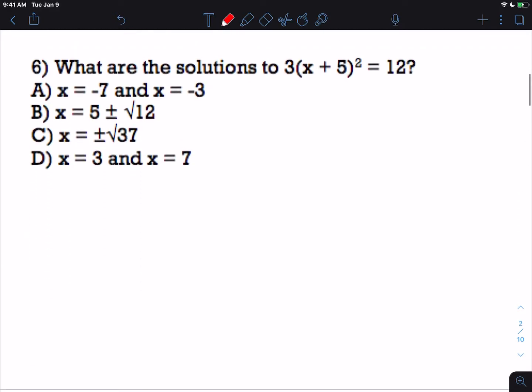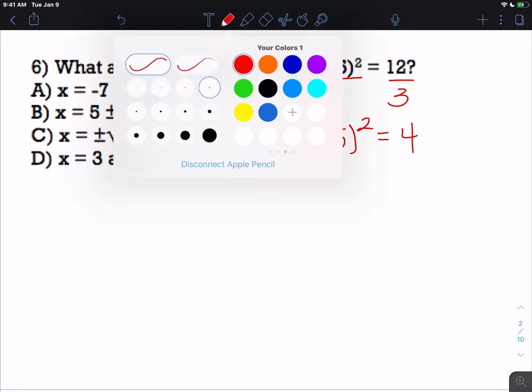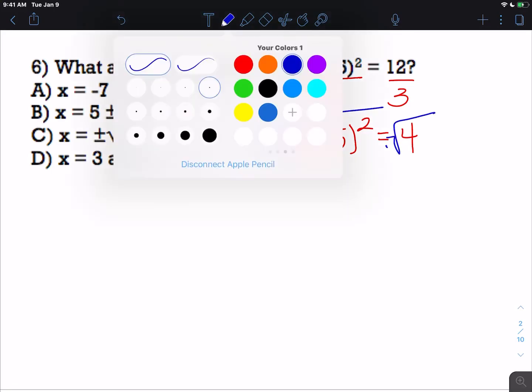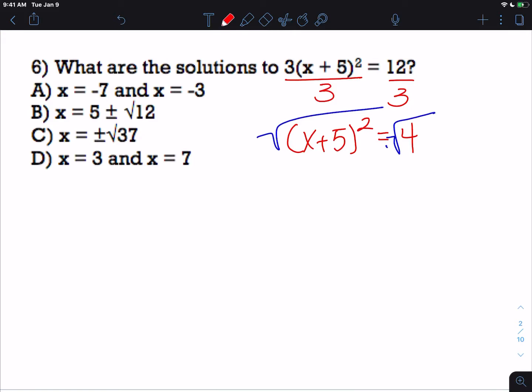Next one. What are the solutions to this? So first thing I'm going to do is I'm trying to get x by itself. So this is going to be those ones where I use my square root function. So I'm going to divide both sides by 3. And then I'm going to go ahead and take the square root of both sides, remembering that anytime I take the square root of something, there's the potential for it to have two solutions. One positive, one negative. Always the same exact number.